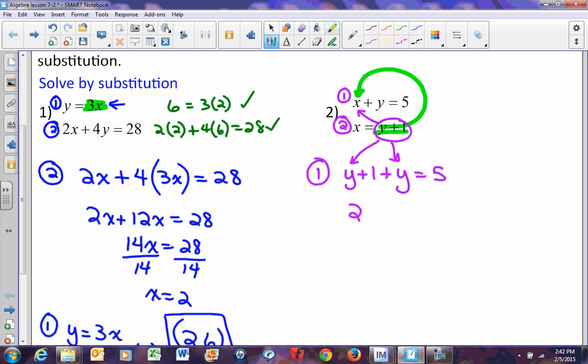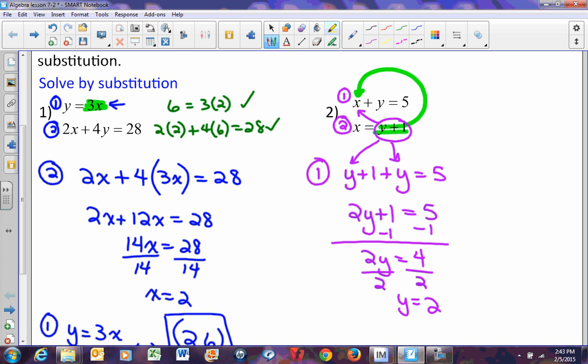y plus y is 2y, plus 1 equals 5. Subtract 1 from both sides. 2y equals 4. Divide by 2. y equals 2. So I now know that y equals 2. The second equation is already solved for x, because it tells me right here x equals y plus 1, so x is going to equal 2 plus 1, so x will equal 3. So my solution to this system, written as a coordinate pair, because that's how you always write your solutions unless it's a word problem, is (3, 2).